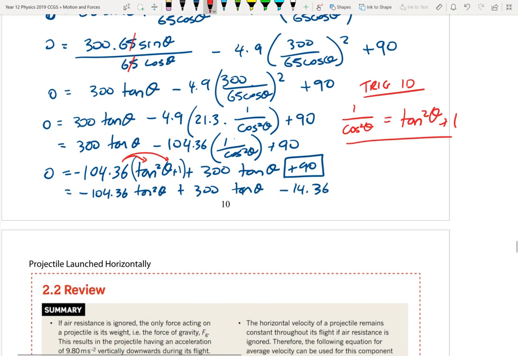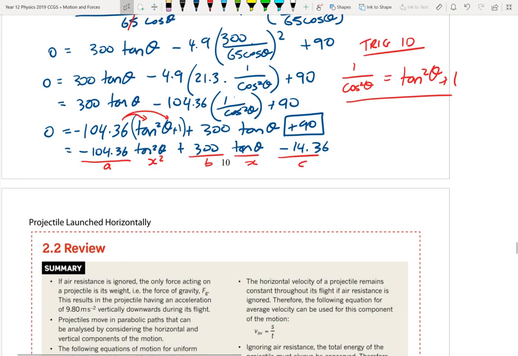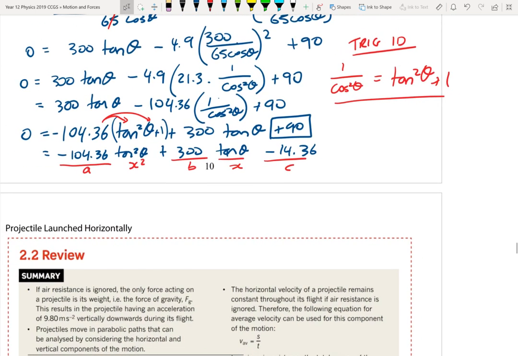So now, quadratic. a x squared plus b x plus c. Why 5 decimal places? I don't know, that's just the decimals that I got. It shouldn't really matter. Now, using the quadratic formula, I've run out of room, but you will get tan theta equals 2.826 or 0.0489. Theta equals 70.5 or 2.80 degrees.